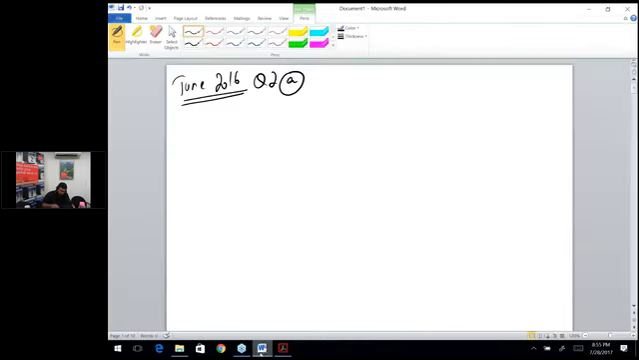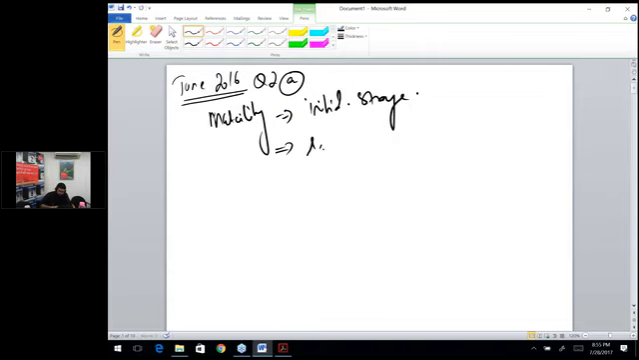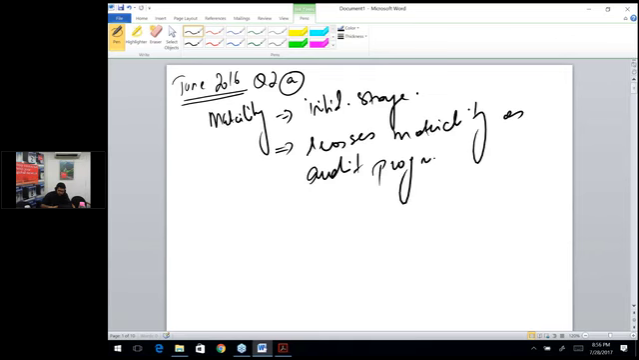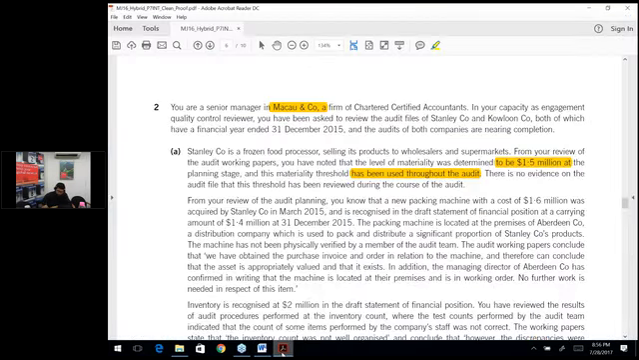Now, number one, whenever we talk about the materiality, it is not just about setting the materiality at the initial stage of the audit, but instead, what we need to do is that we need to reassess the materiality as the audit progresses. It says there is no evidence on the audit file that this threshold has been reviewed during the course of the audit.